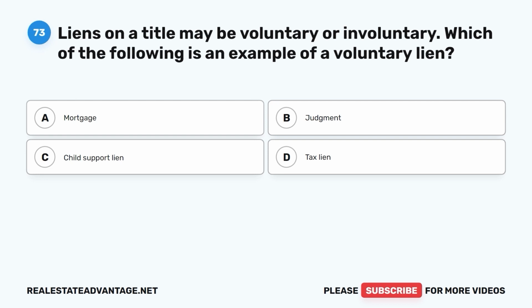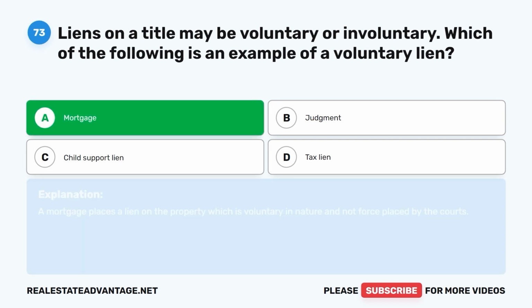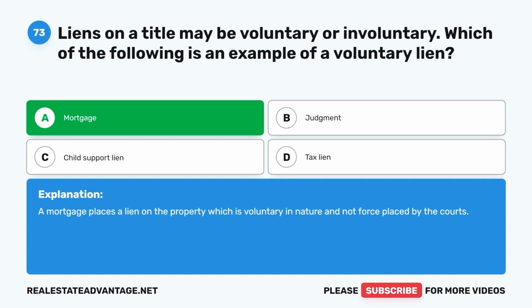Which of the following is an example of a voluntary lien? A. Mortgage. B. Judgment. C. Child support lien. D. Tax lien. The correct answer is A. Mortgage. A mortgage places a lien on the property which is voluntary in nature and not force placed by the courts.